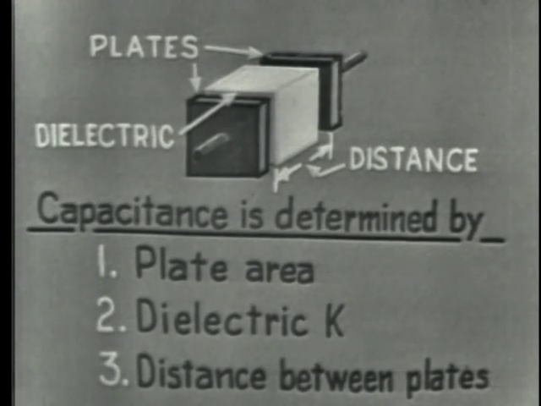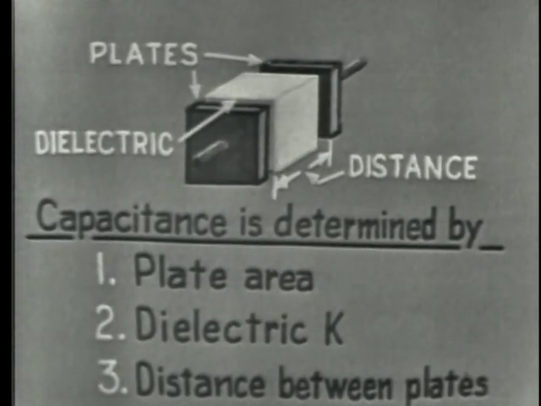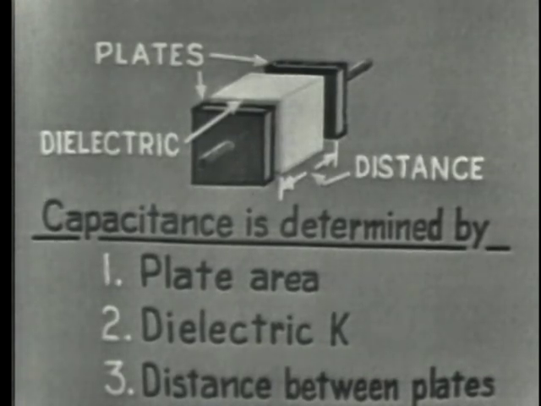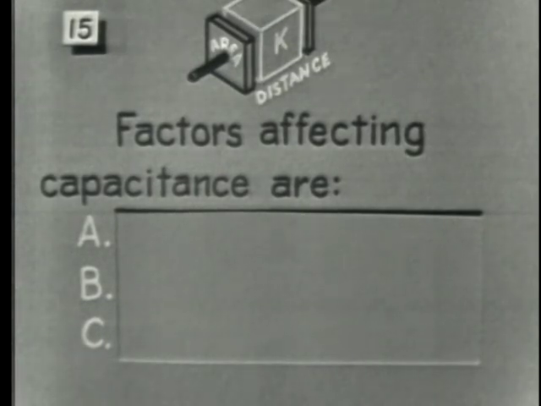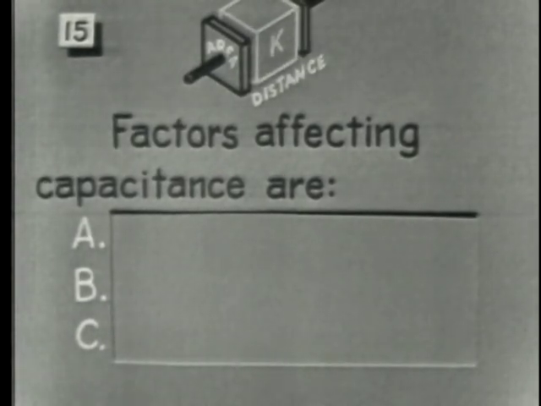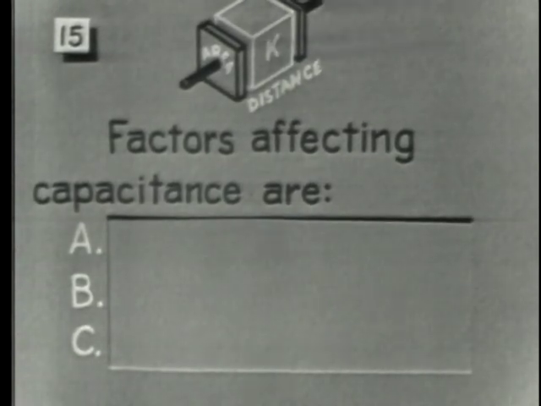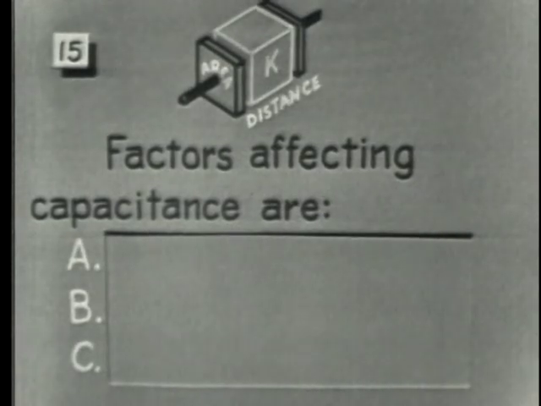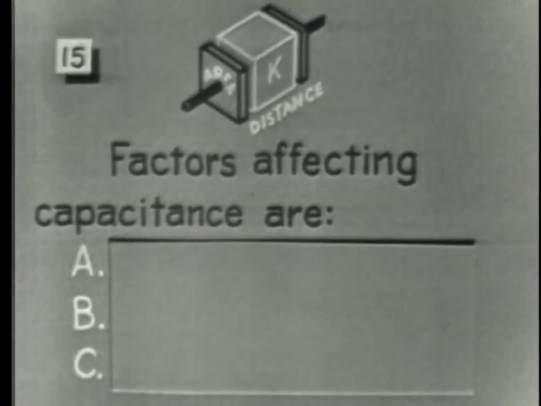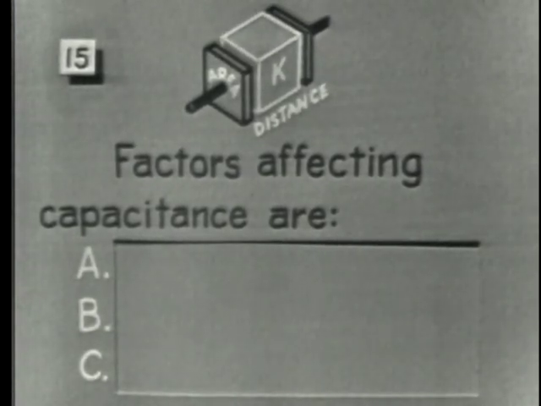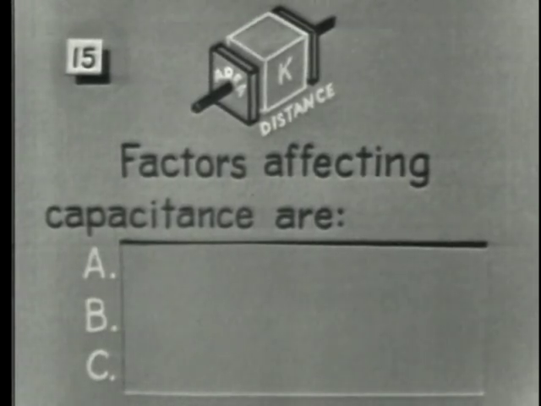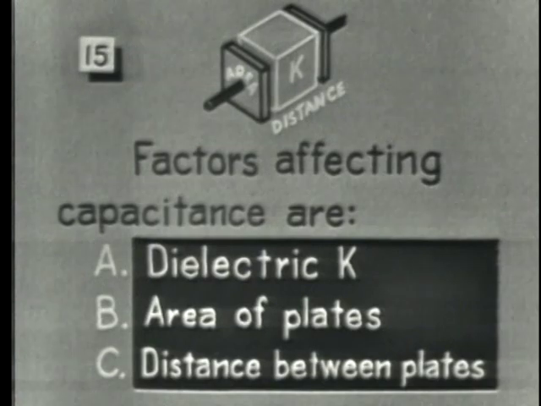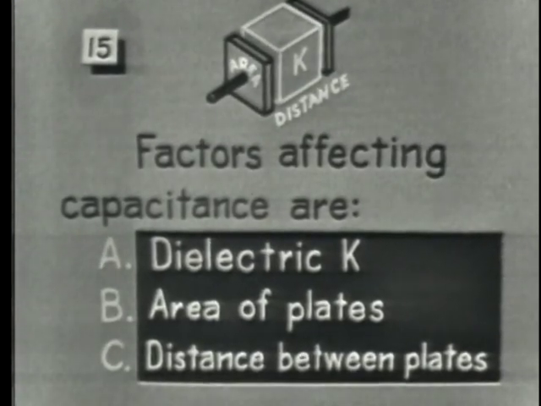Remember the factors which affect capacitance and how they affect it. The factors are now dielectric K, plate area, and distance between plates. Complete number 15 on your response sheet. The correct answers are dielectric K, area of the plates, and distance between the plates. Any order on these is correct.